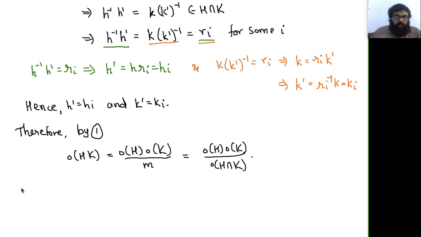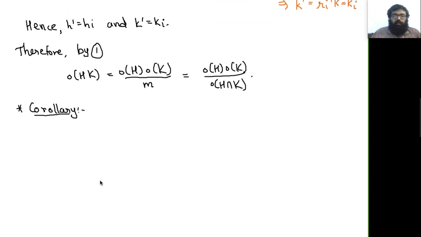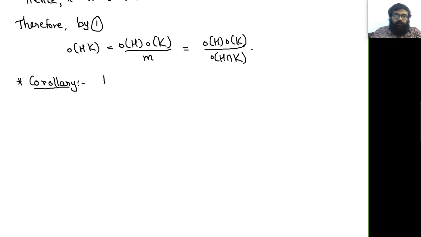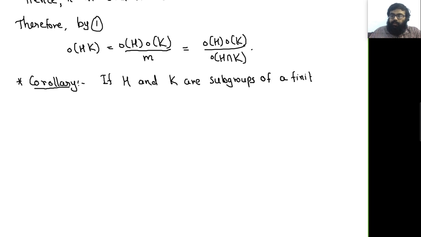So as a corollary, we have a very immediate consequence of this, and this will be helpful in proving the result we said about the group of order PQ. Okay, so as a corollary, we can write: suppose H and K are subgroups of a finite group G. Now the group G itself is finite here, therefore H and K obviously are finite.